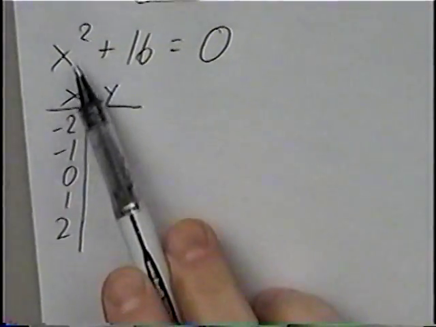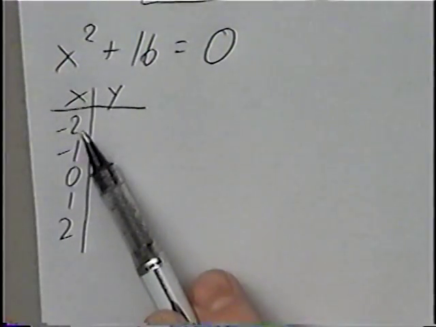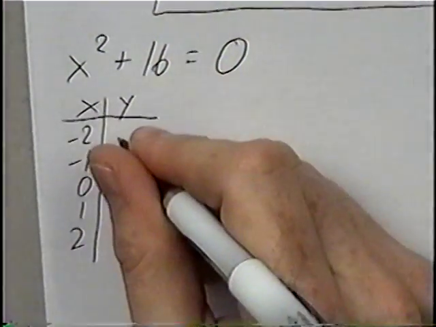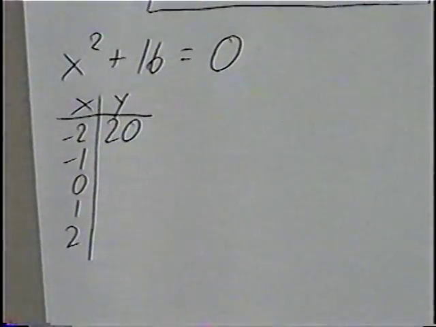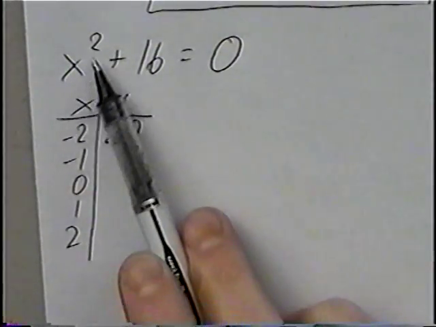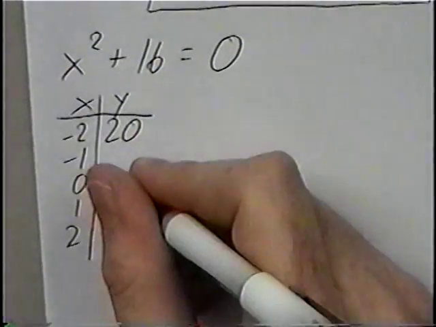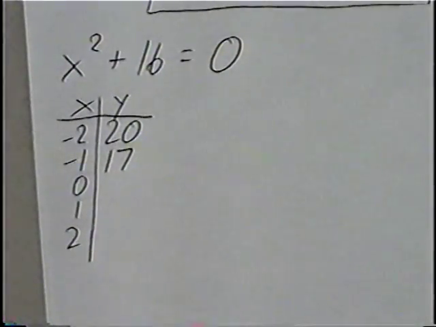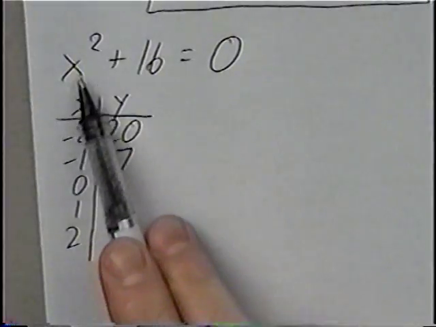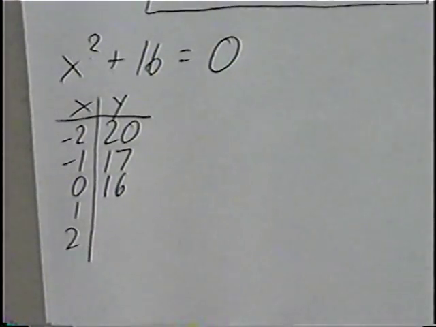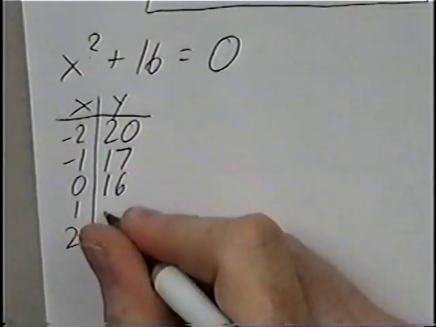Plugging a negative 2 into the equation, negative 2 squared would be negative 2 times negative 2, which is positive 4. Adding 16 to that, 4 plus 16 would be 20. Negative 1, negative 1 to the second power, negative 1 times negative 1 is positive 1, plus 16 would be 17. And again, to be a solution, we want this to be equal to 0. Plugging a 0 in, 0 squared would be 0, plus 16 would be 16. Plugging a 1 in, 1 squared would be 1, plus 16 would be 17.